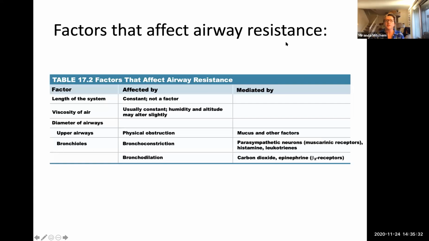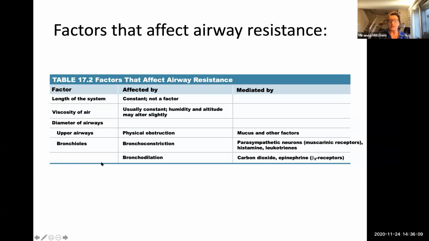Okay, so some of the factors that affect airway resistance. These are the same things we learned about in the cardiovascular system. So the length of the system, however, is constant here. We've got the viscosity of the air. For example, living in a humid environment versus a more dry environment, it can be more challenging to breathe in those humid environments because of the water pressure. We've got the diameter of the airways.